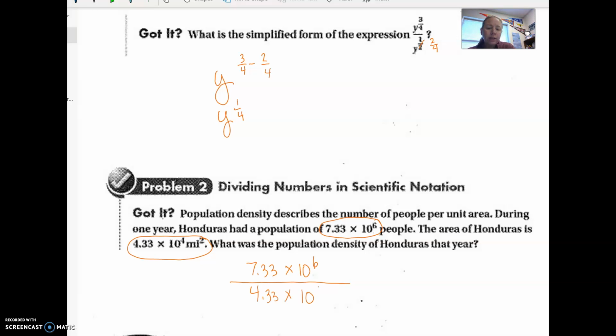So I'm going to write that out here. And what we would do with the numbers is divide those like normal, and then subtract our exponents with the like base. So we would end up with 1.69 times 10 to the second power. Or we could think of it as 169 people per square mile in that particular case. So it works with scientific notation as well.